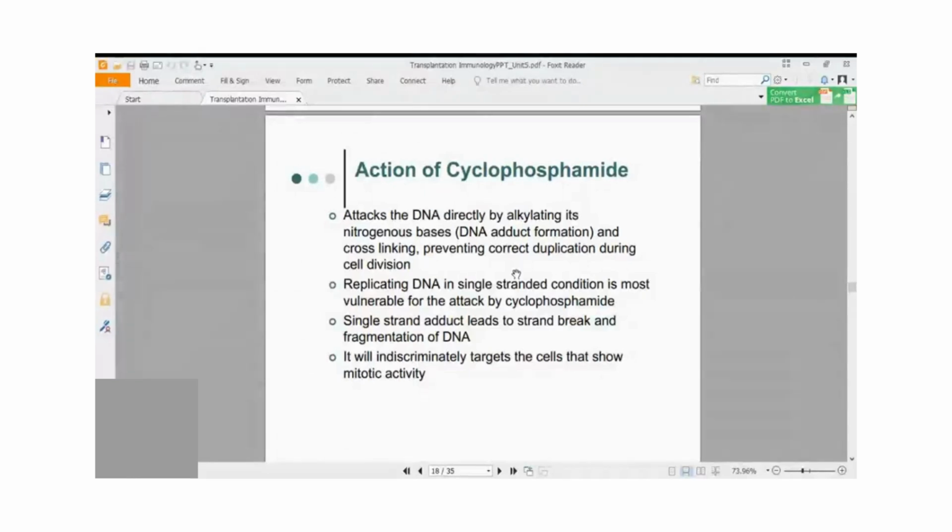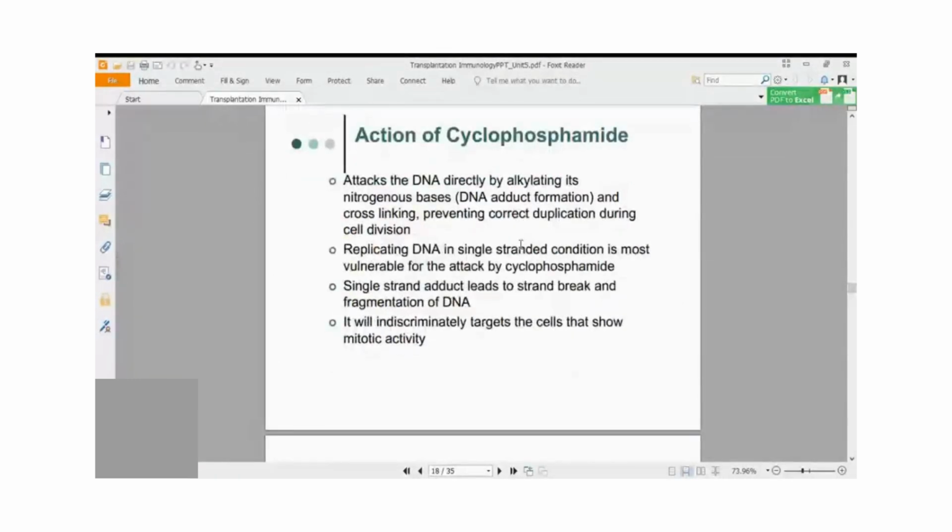Therefore, it is known to cause diarrhea in patients, because the intestinal epithelium will be highly damaged because of the cyclophosphamide. Very toxic drug, but there is no option. In a minimal dose, it is being used at present for immunosuppression in cancer patients as well as patients who receive transplantation. Also, it is used as an experimental tool to study the DNA architecture and other things, because cyclophosphamide cross-links the DNA and changes the architecture of the DNA.